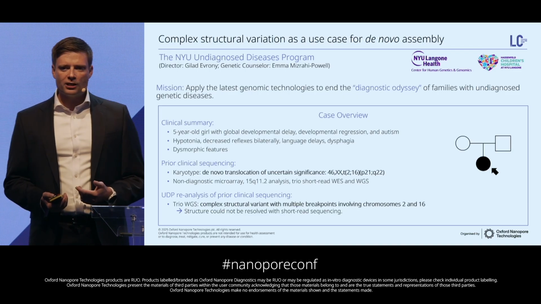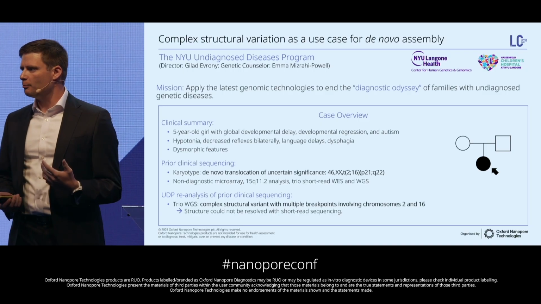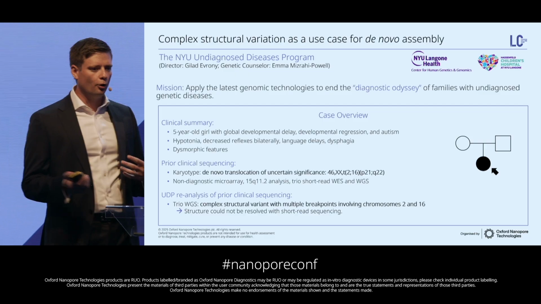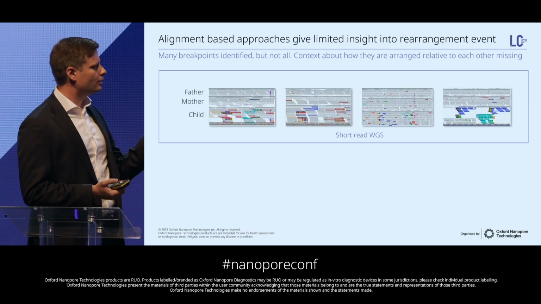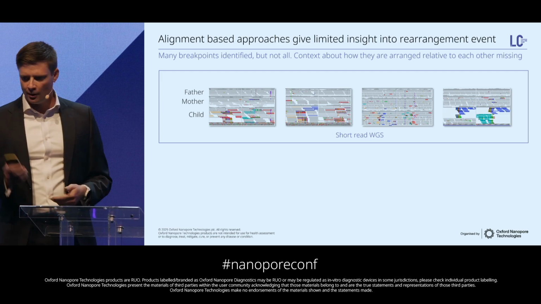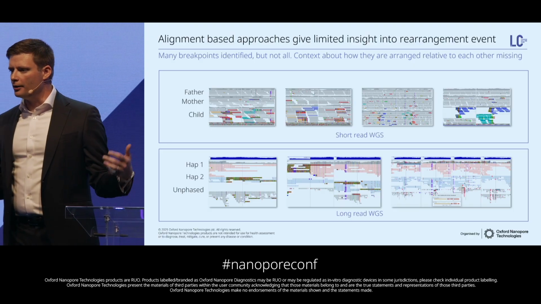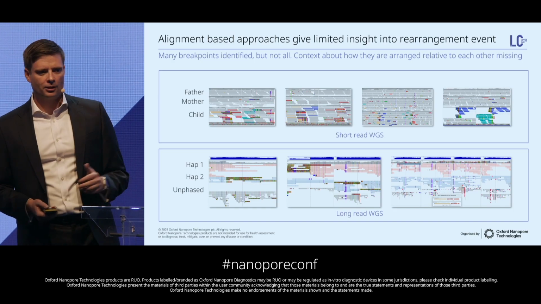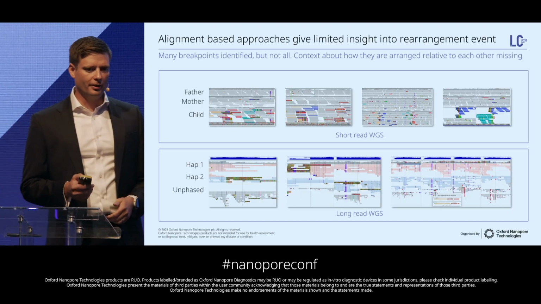Now, the UDP was able to reanalyze their short-read WGS data and find a collection of breakpoints, but they couldn't build the whole picture of what this rearrangement looked like. They just saw this scattered collection of breakpoints, some of which involved chromosome 2 and 16. Long-read, alignment-based approaches were able to provide more context, linking together multiple of these structural variants, but they still couldn't build the complete picture of the rearrangement.